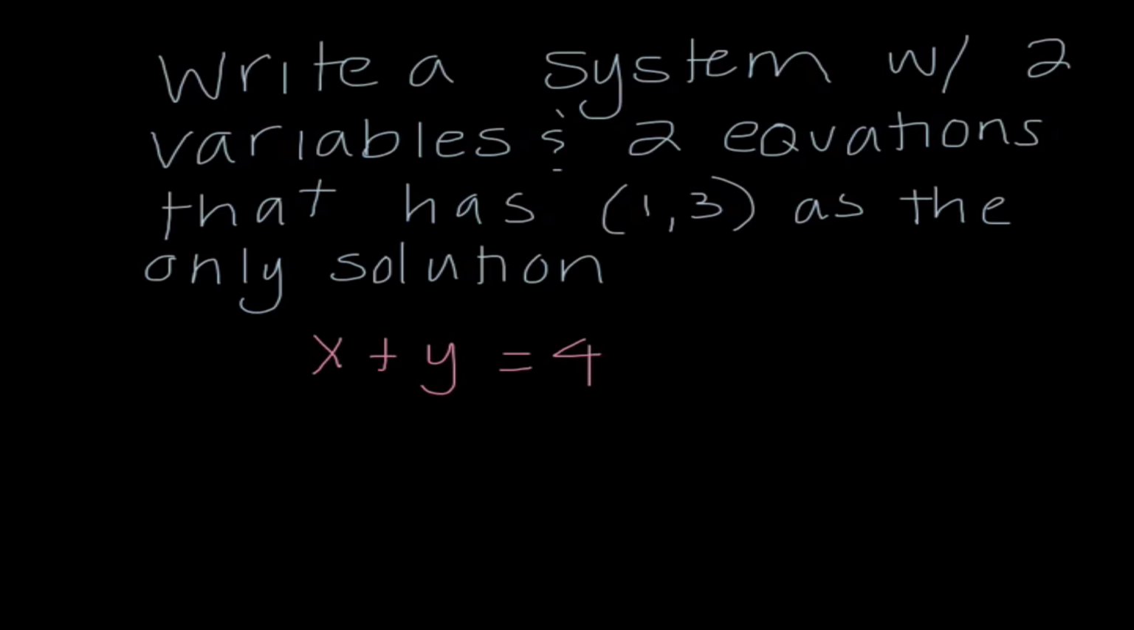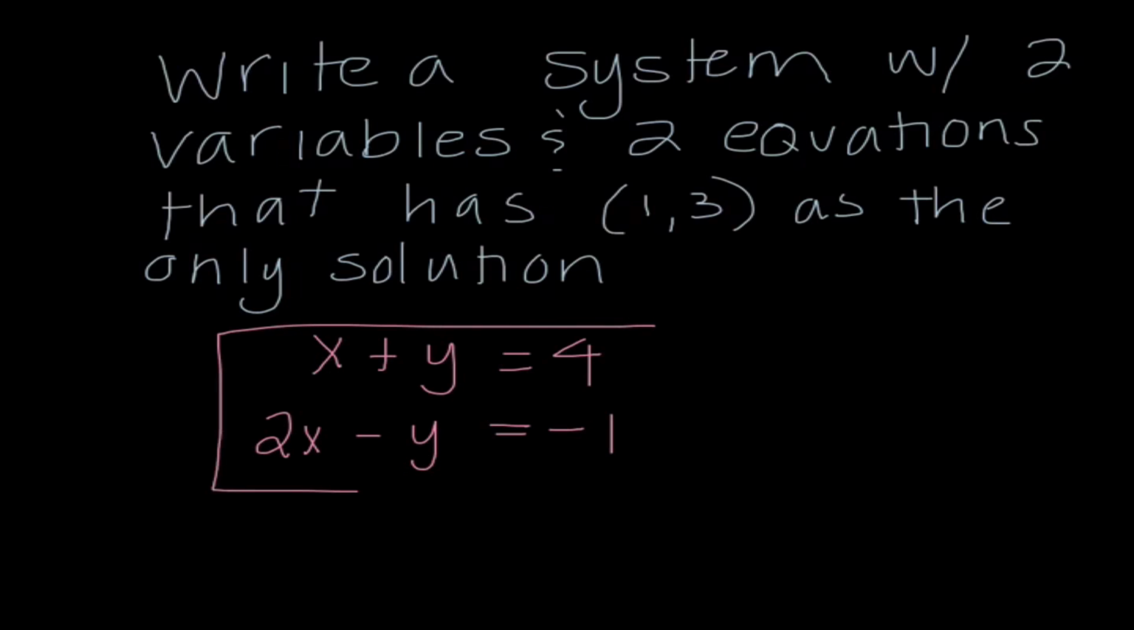My second equation might be something like 2x minus y. When I substitute 1, 3, I would get 2 minus 3, which is negative 1. So this would be an example of a correct answer. There are numerous correct answers that I would accept. The key thing is that I need to double check when I write my system, does 1, 3 work? So what always works for me, I make up the x and y, substitute in, and that's how I figure out what my constant should be.